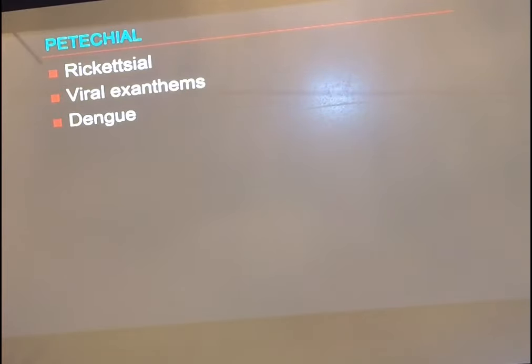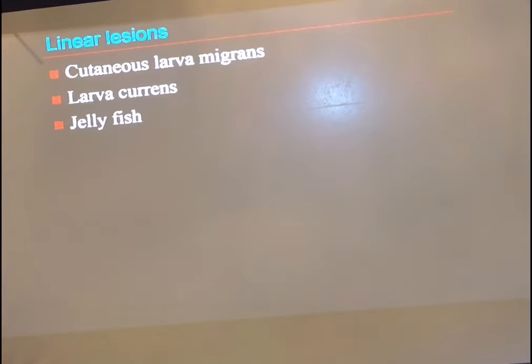So petechial, non-blanching petechial eruptions in the tropics: dengue, viral exanthems, and rickettsial rashes can cause petechiae sometimes. Also linear lesions: cutaneous larva migrans, larva currens caused by strongyloides, and jellyfish eruption can cause itchy linear lesions also.